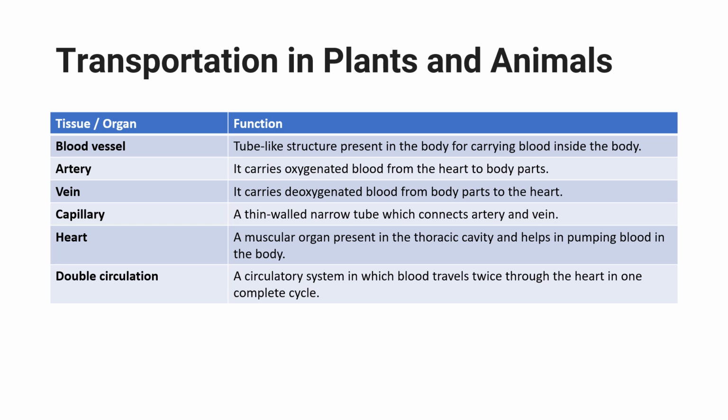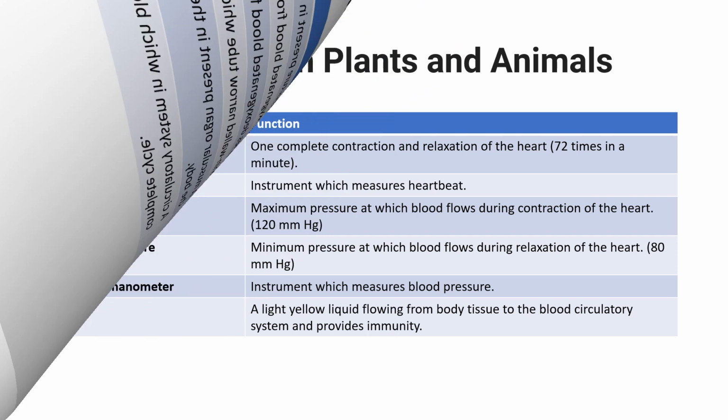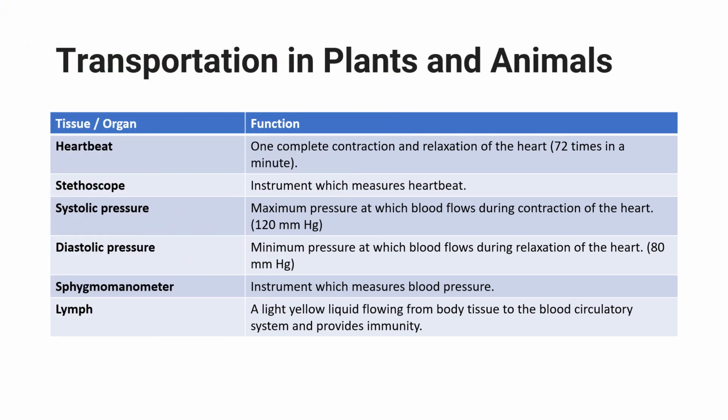Double circulation, a circulatory system in which blood travels twice through the heart in one complete cycle. Heartbeat, one complete contraction and relaxation of the heart, that is 72 times in a minute. Stethoscope, the instrument which measures heartbeat.